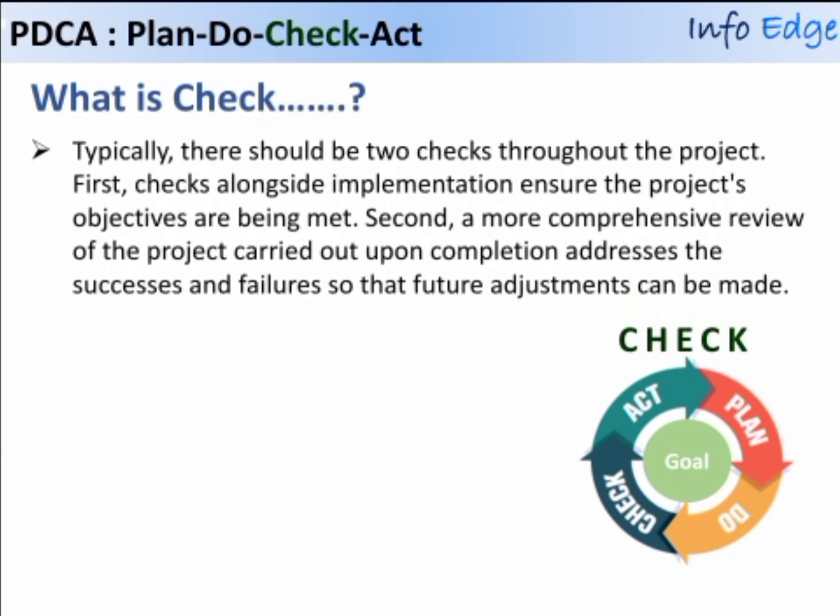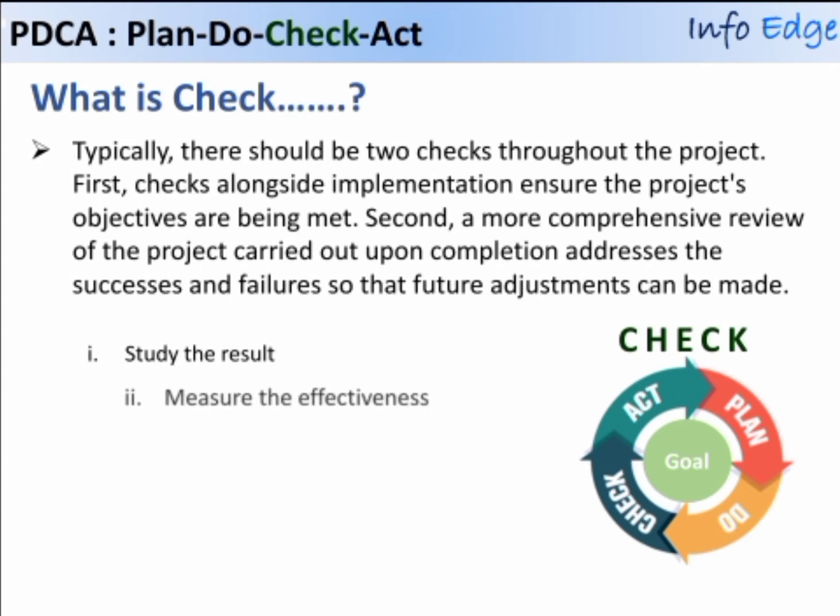What is the check? Typically, there should be two checks throughout the project. First, a check alongside implementation to ensure the project's objectives are being met. Second, a more comprehensive review of the project carried out upon completion, which addresses the successes and failures so that future adjustments can be made.